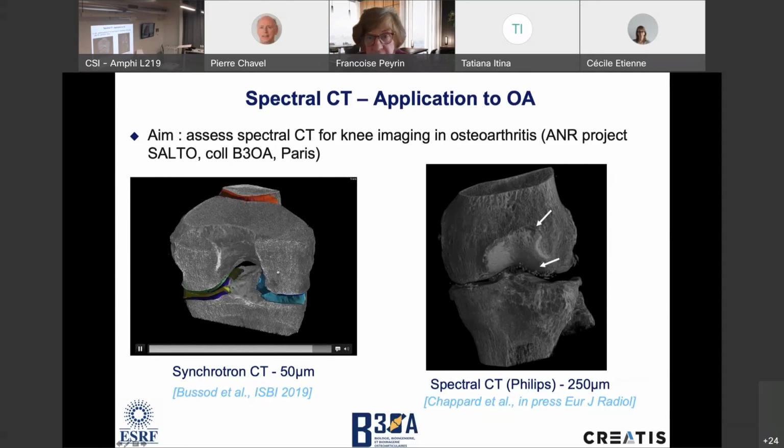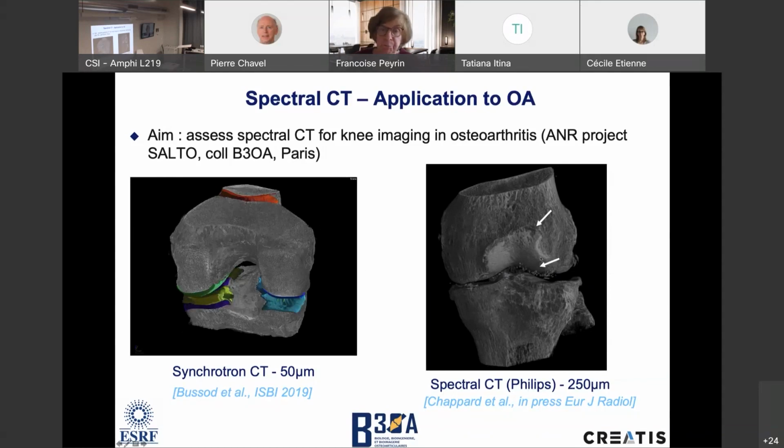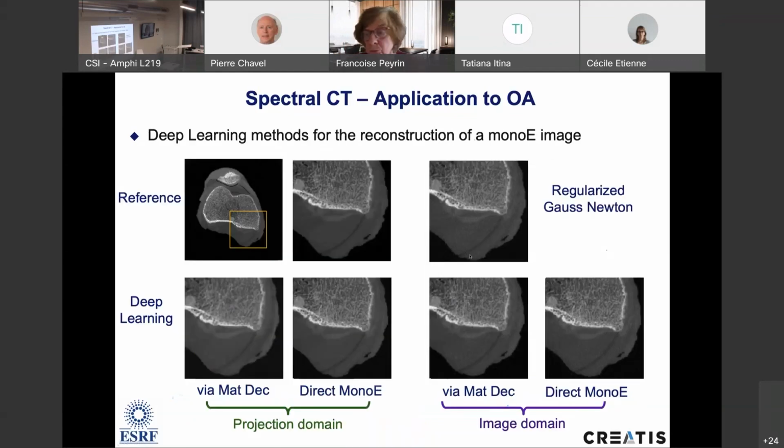And the aim was to compare what we can obtain with the SpectralCity prototype, which does not allow reaching this resolution, but which already gives 250 micrometer resolution and allows us also to see nice features in the cartilage. For this we have also applied a deep learning technique for doing the material decomposition.